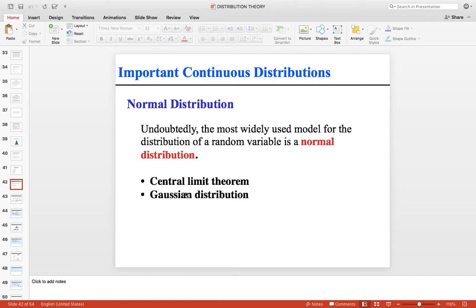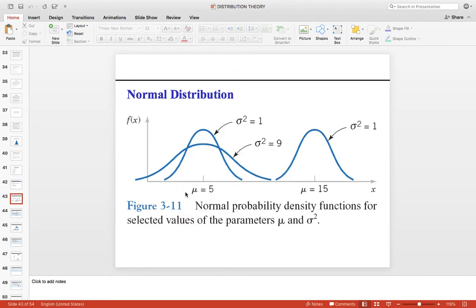The normal distribution is undoubtedly the most widely used model of distributions of a random variable. All variables are assumed to be normally distributed when we work with them, unless we've tested it and found that it is not normal. The central limit theorem is also built around the normal distribution, which has the mean, the median, and the mode equal, and it's also called a Gaussian distribution.